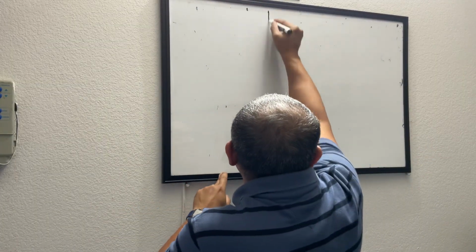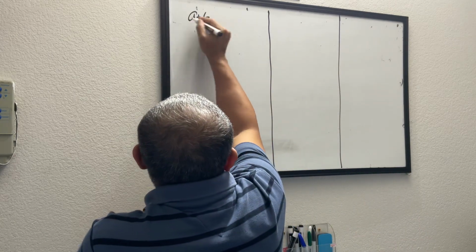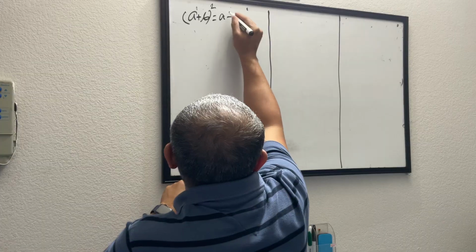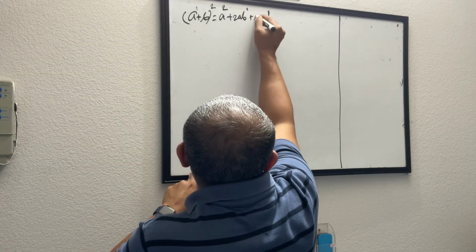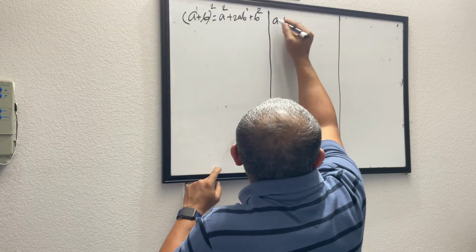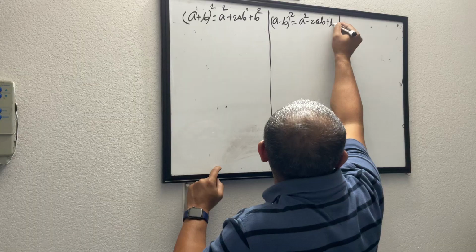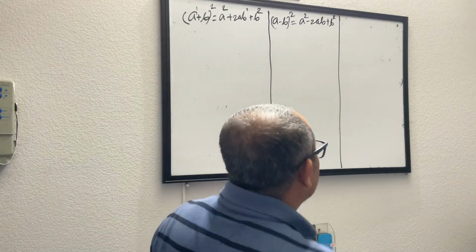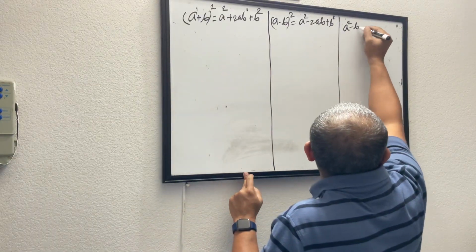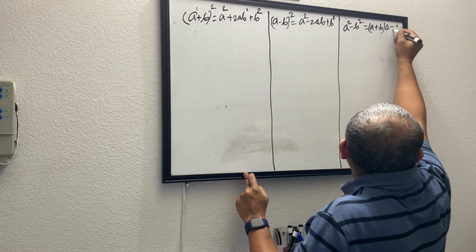We are talking about multiplying polynomials, okay? A plus b whole squared, I said this is equal to a squared plus 2ab plus b squared. Everybody can see the board, right? A minus b whole squared, I said this is equal to a squared minus 2ab plus b squared. And a squared minus b squared, I said is equal to a plus b times a minus b.